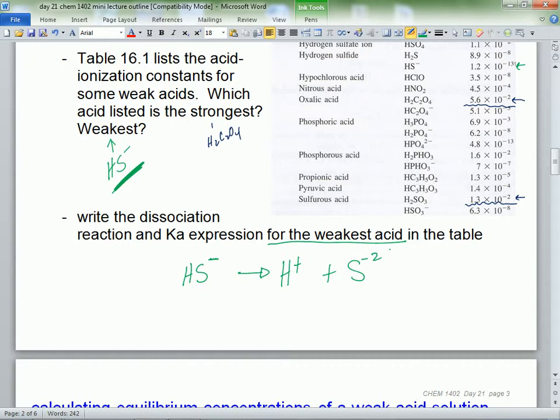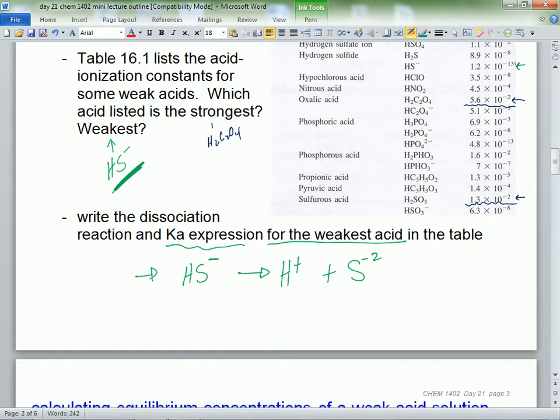So this is how you write the Ka reaction of any acid. You always put the acid on the reactant side, its conjugate base on the product side with an H plus. And remember, to write that conjugate base, you have to subtract an H plus. So that S minus went to S minus 2. Perfect. Make sense? Okay.